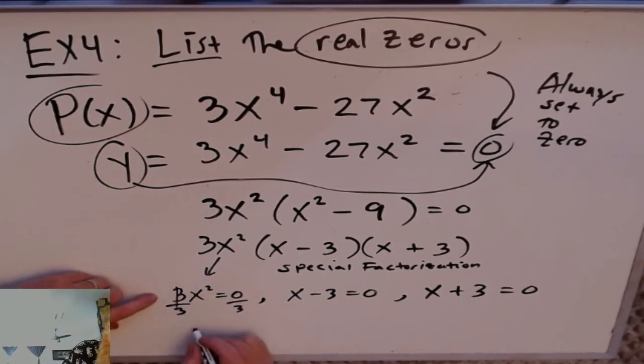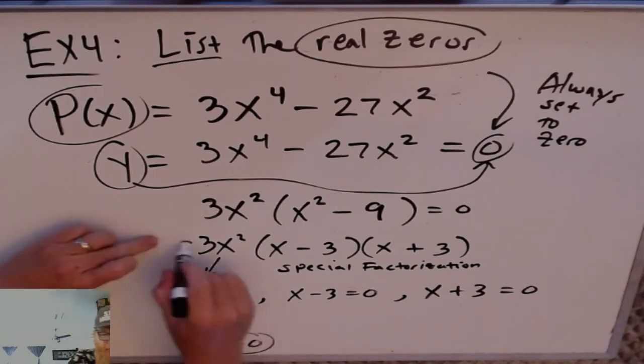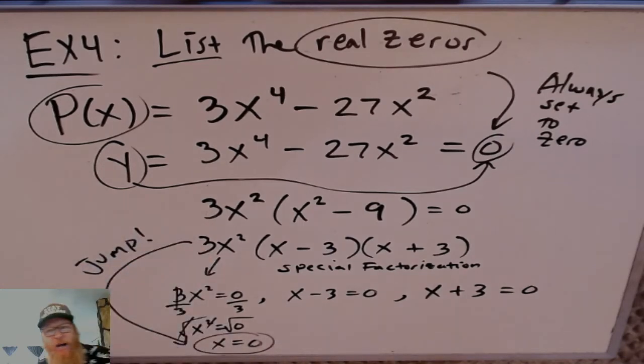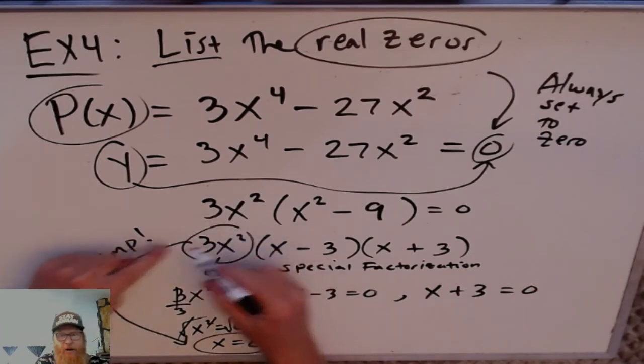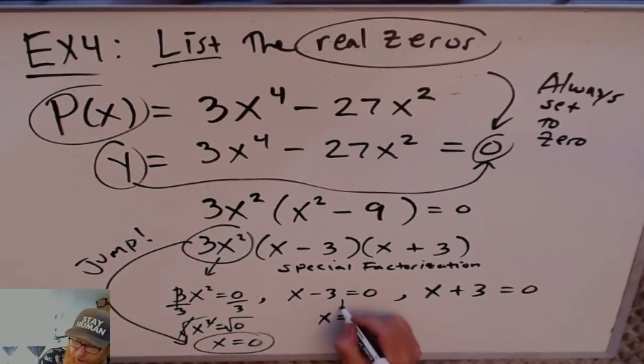Divide by 3, you're going to get x squared is equal to 0. Take the square root, you're going to get x is equal to 0. Sometimes people just jump right to here. That's fine. You could just jump from here all the way to here and say x is equal to 0. And I hope you can jump these ones too.